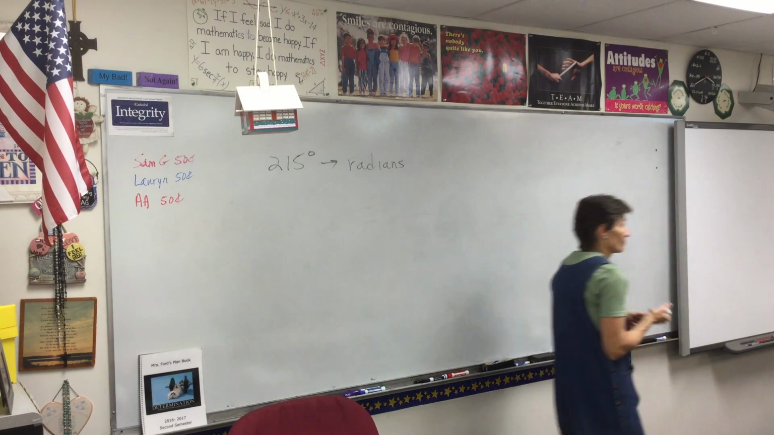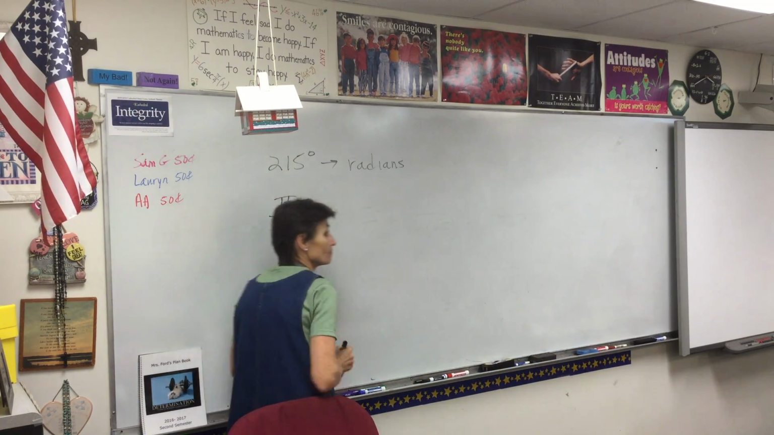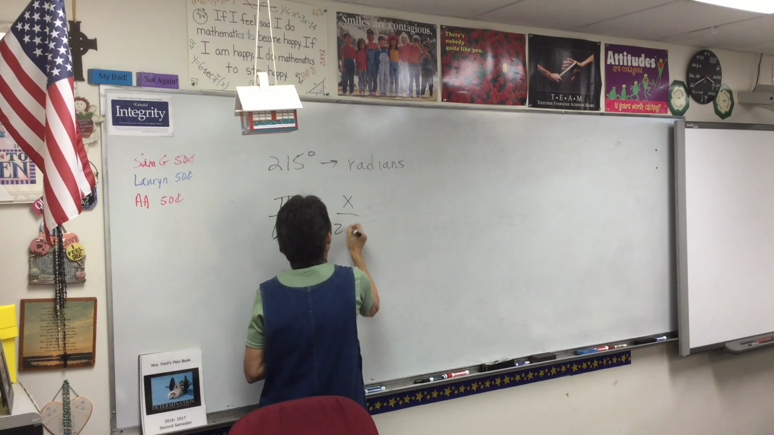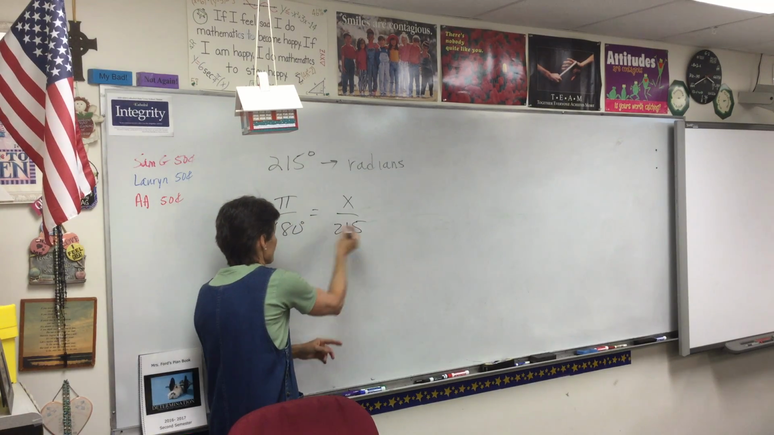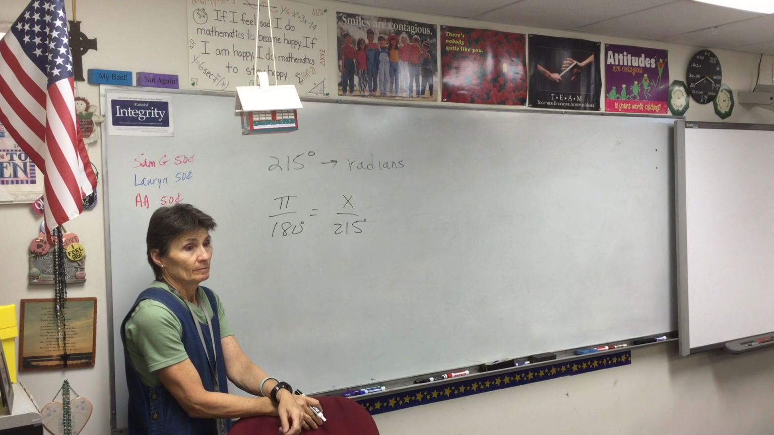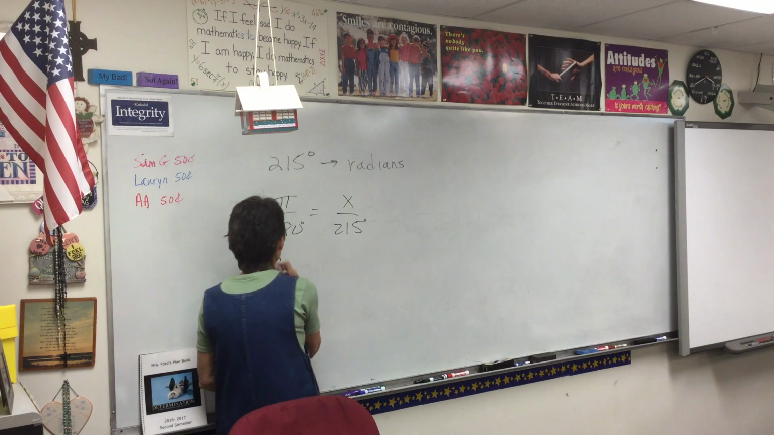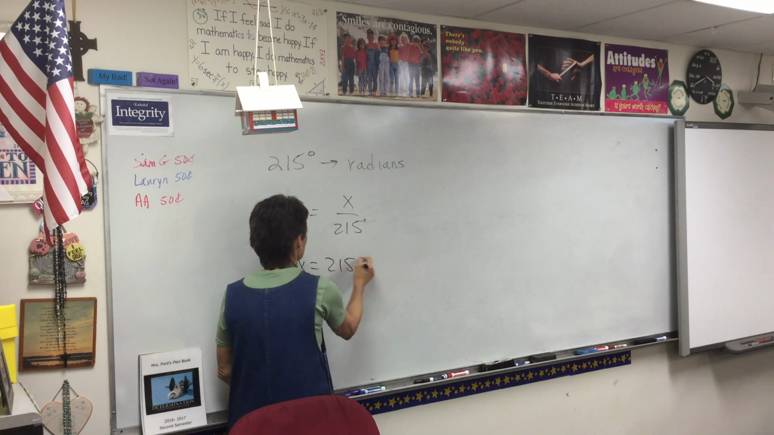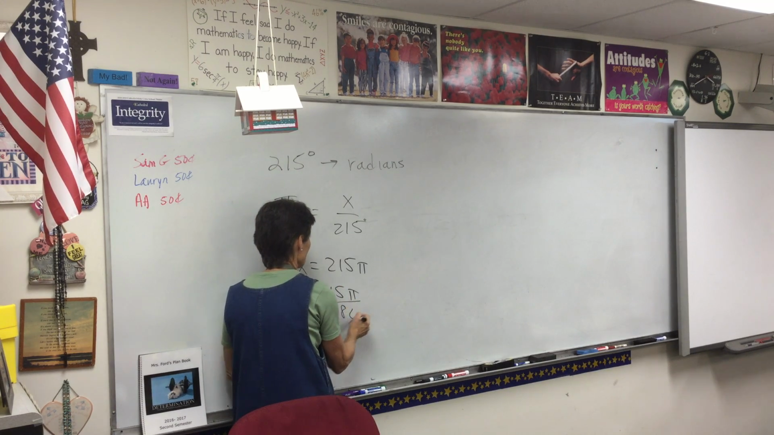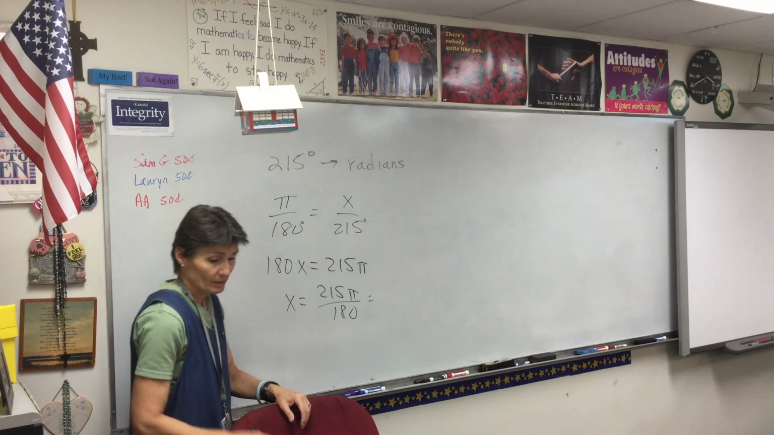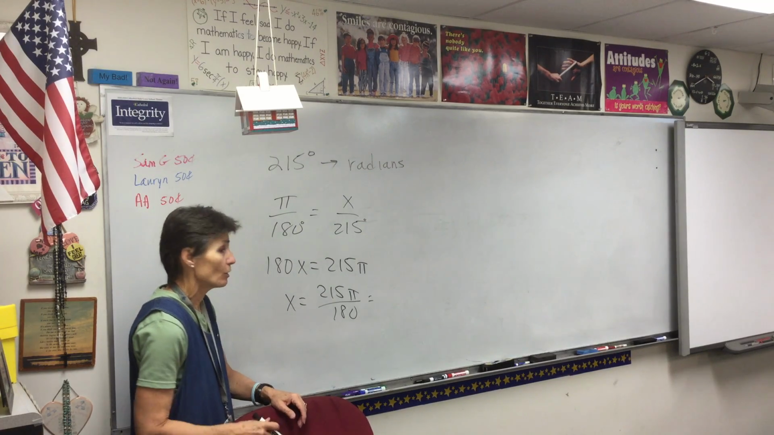Yep. We set up our proportion. So pi over 180. Perfect. That's exactly right. That's the way that's set up. This is a degree measure, that's a degree measure. Right? It would cross multiply. So 180x equals 215 pi. And x equals 215 pi over 180. Now you will not have a calculator for the front side of the quiz. The back side of the quiz you will, but the front you're going to be on your own here.